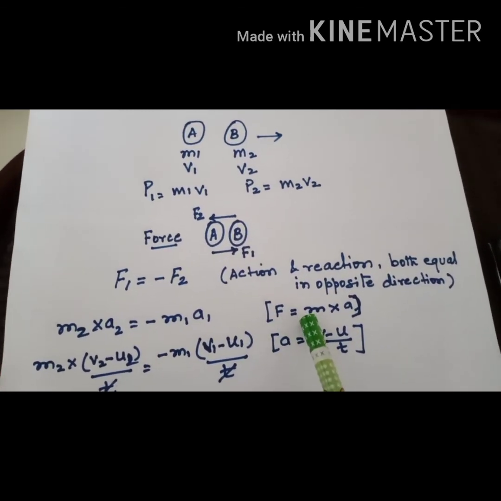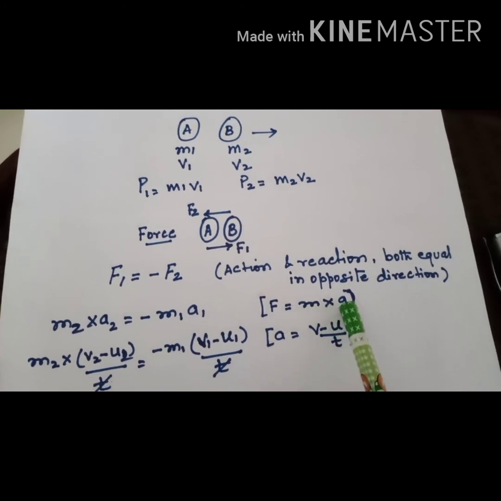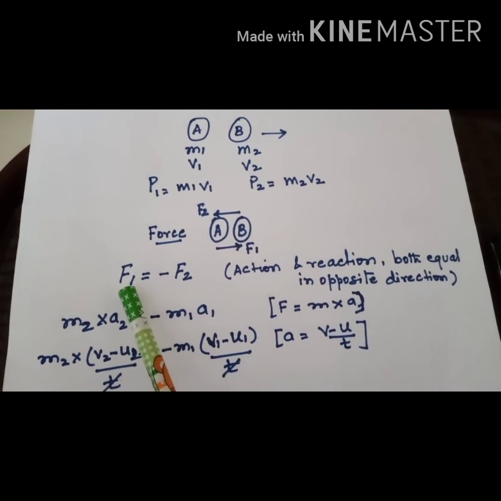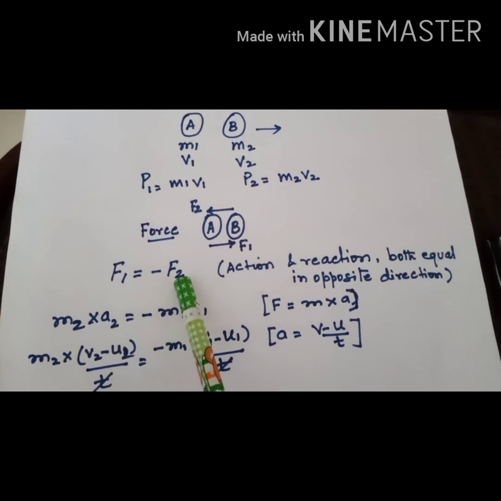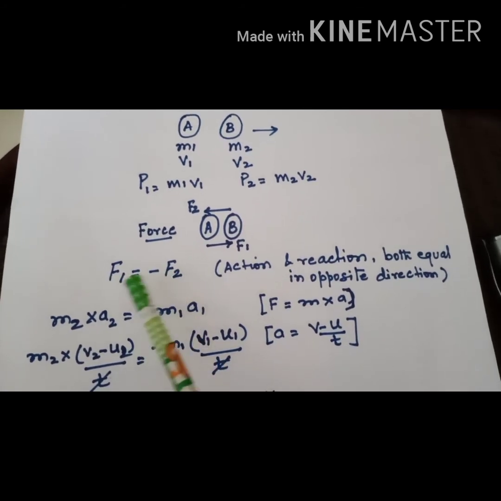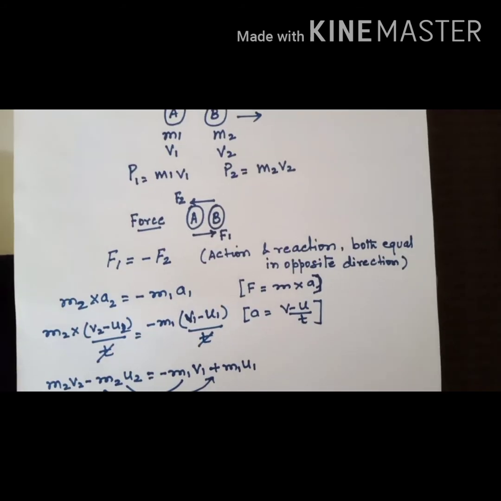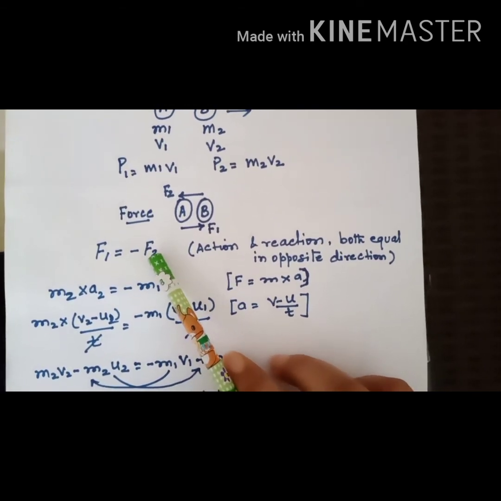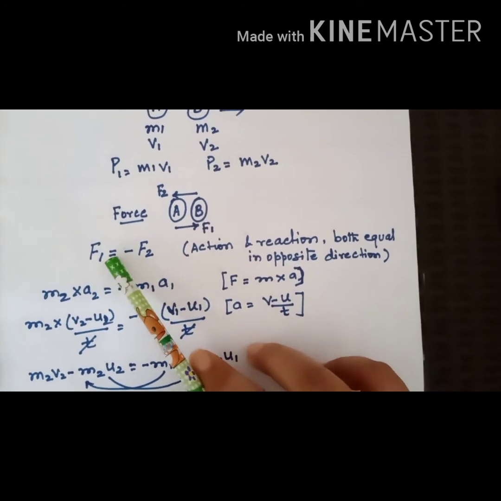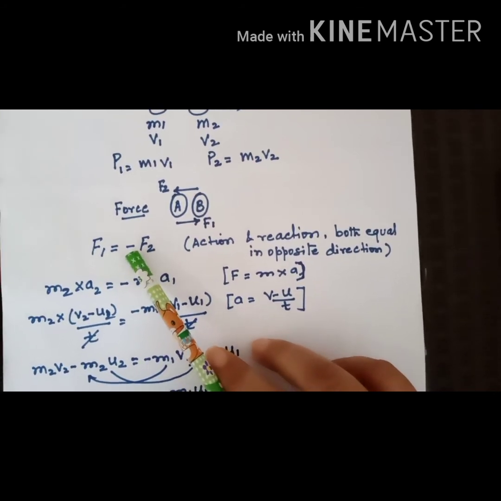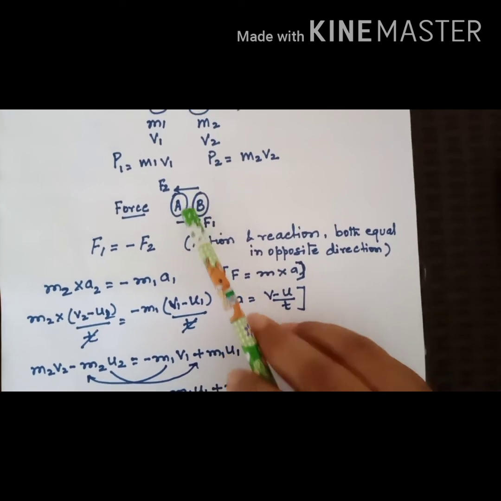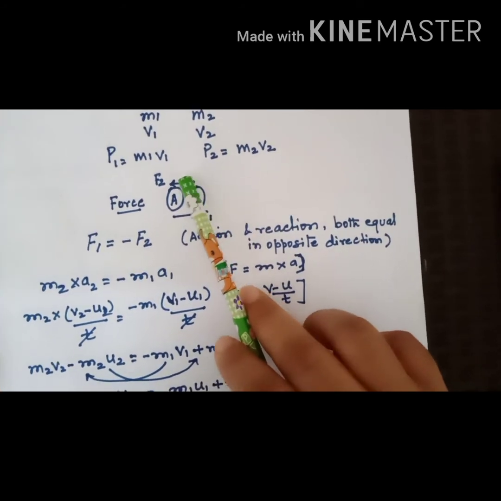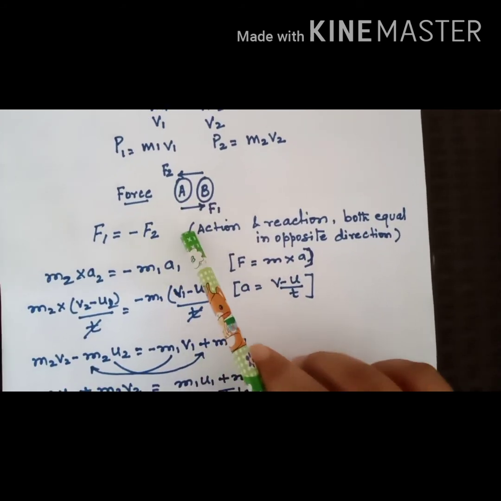Force, we all know the formula. Force is equal to mass into acceleration. Also, if you see here, I have written F1 equals minus F2 because we know the action and reaction both are equal. So I have written F1 equals minus F2. Why? Because action and reaction both have to be equal. And why this minus sign? Because the directions of these forces are opposite to one another. F1 is acting on the right side and F2 is acting on the left side. That we all know, right?